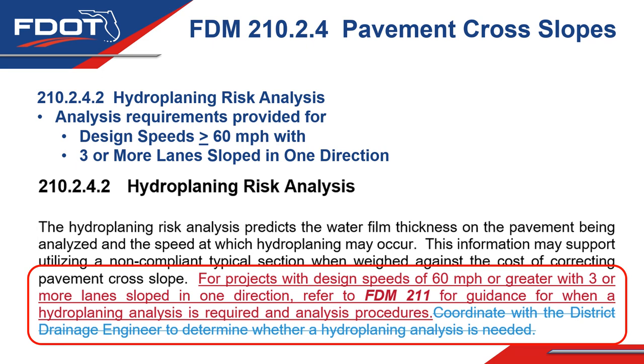Coordination with the district drainage engineer was previously required to determine if hydroplaning analysis was necessary. The sentence requiring this coordination has been deleted from the paragraph, and it has been replaced with direction for projects with design speeds greater than or equal to 60 miles per hour with three or more lanes sloped in one direction. For more information on this new hydroplaning risk analysis requirement in the limited access facilities chapter, please listen to the FDM 211 webinar.